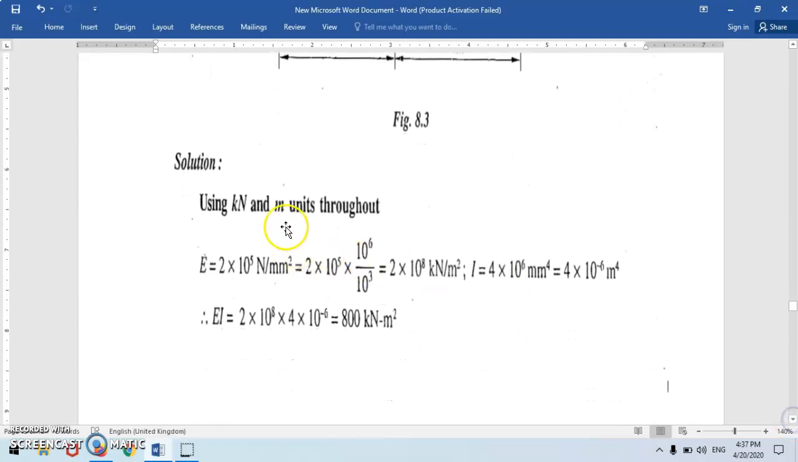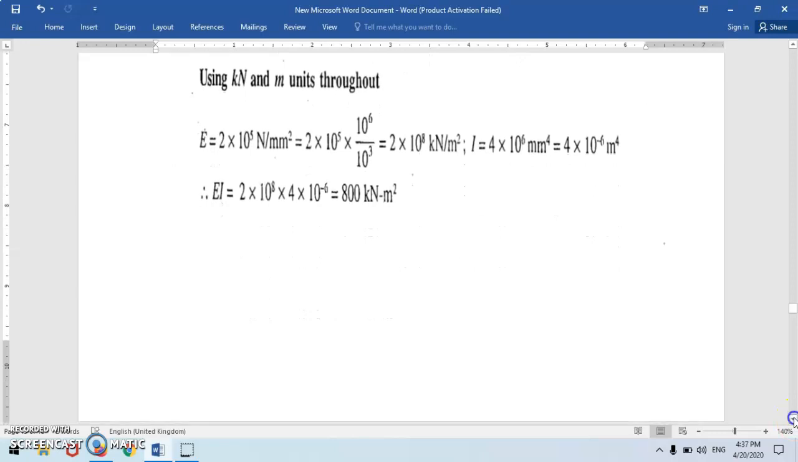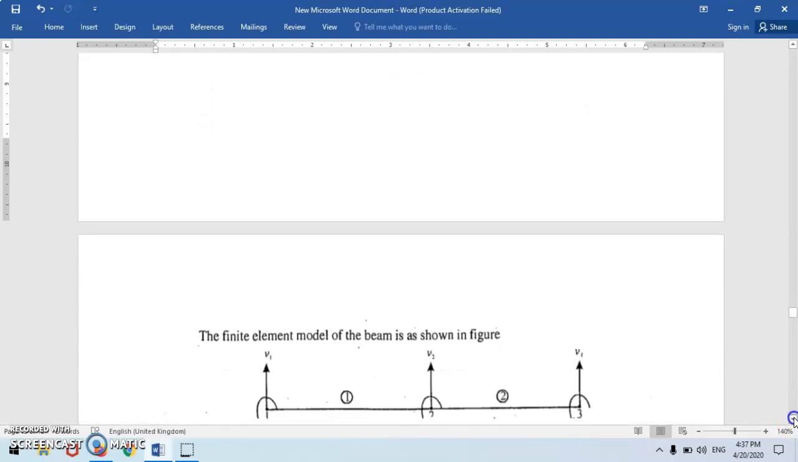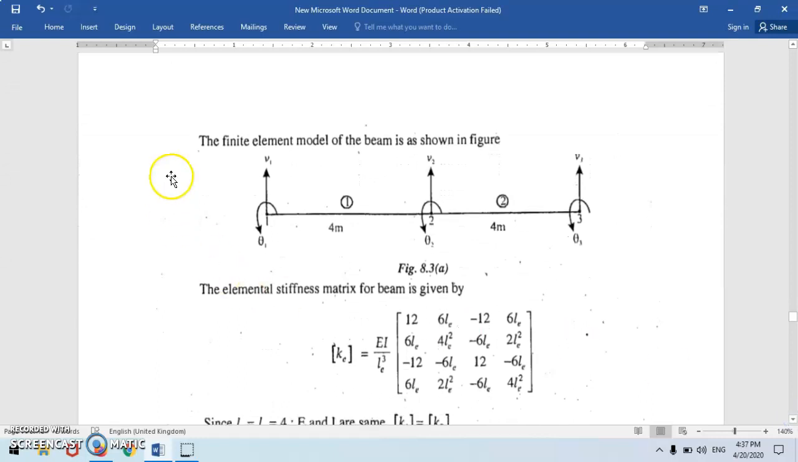So here we have converted all the units into meter and kilonewton. We have converted E in terms of kilonewton per meter square and I in terms of meter raised to 4, so that substitution will be easier. And the first step to start with this problem, or any problem in FEM, is to draw the finite element model.